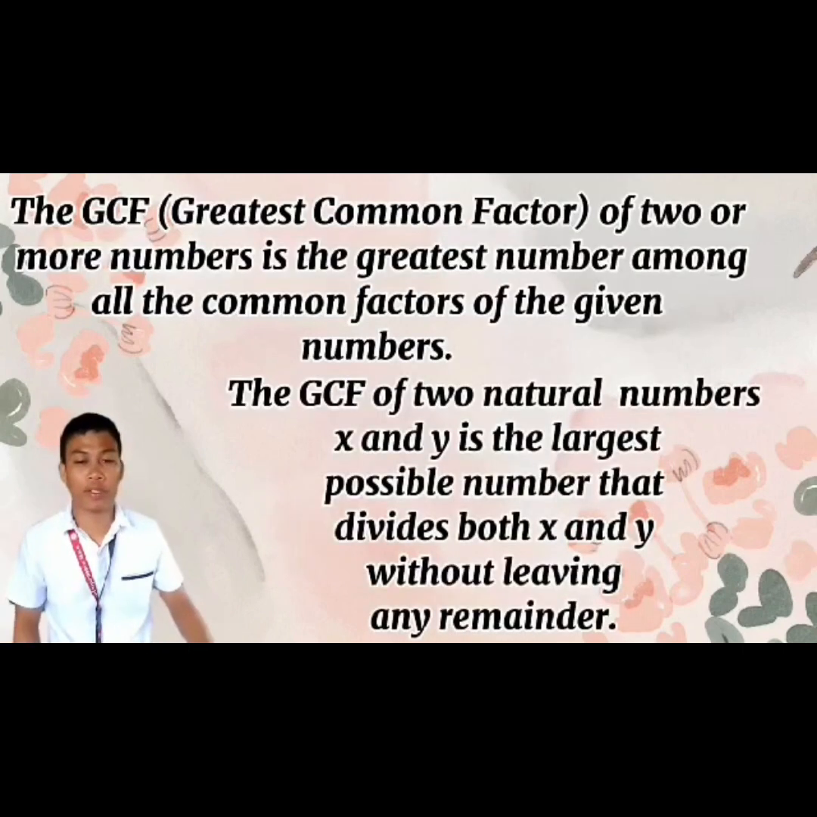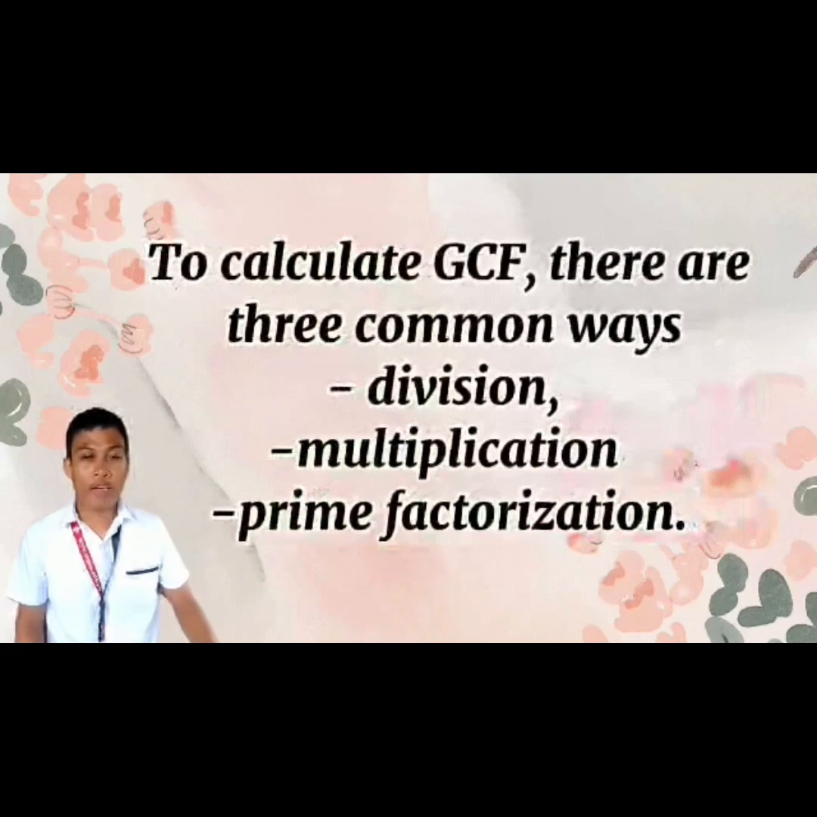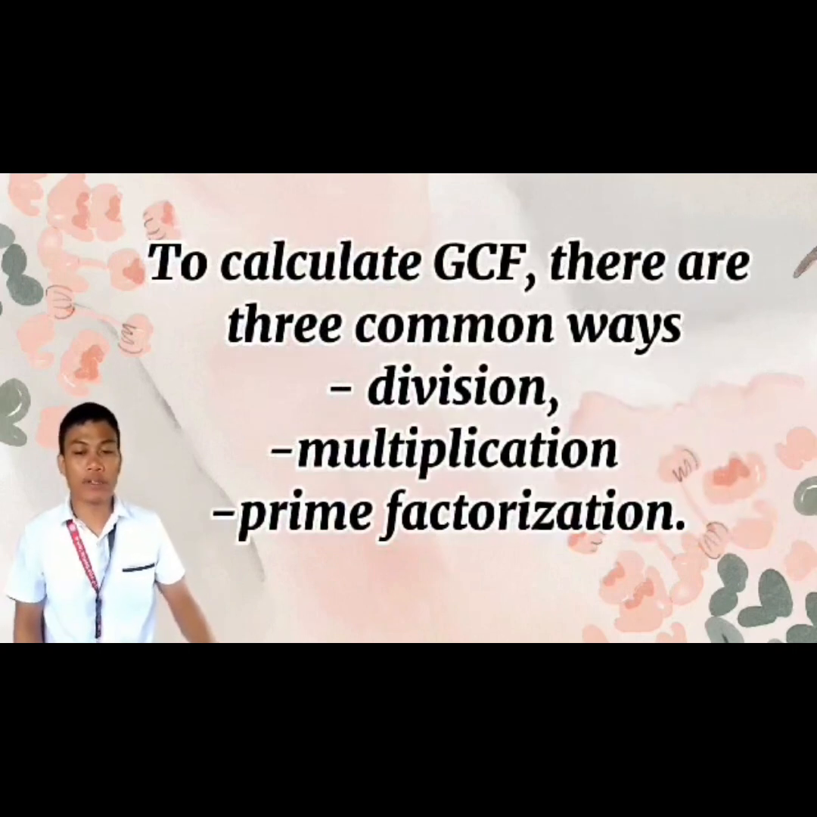The greatest common factor, or GCF, of two or more numbers is the greatest number among all of the common factors of the given numbers. The GCF of two natural numbers x and y is the largest possible number that divides both x and y without leaving any remainder, or the remainder is 0. To calculate the greatest common factor, there are three common ways: the division, the multiplication, and the prime factorization. It can be the same as the greatest common divisor.